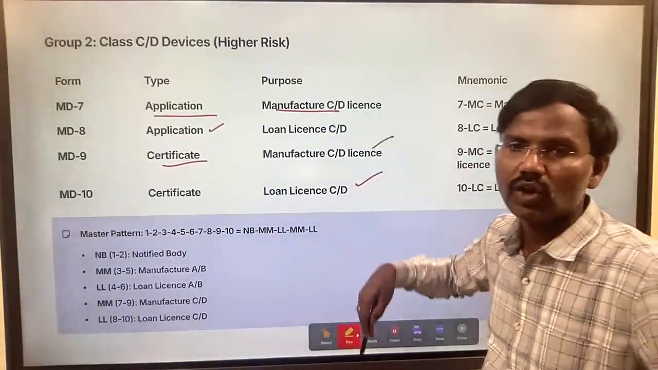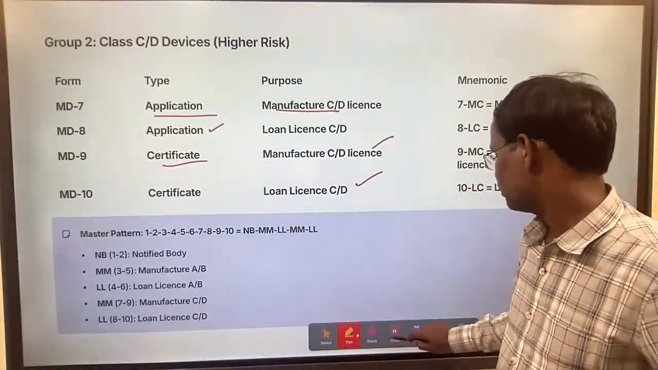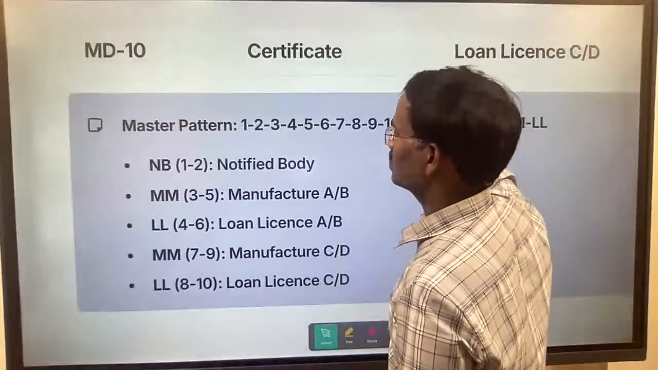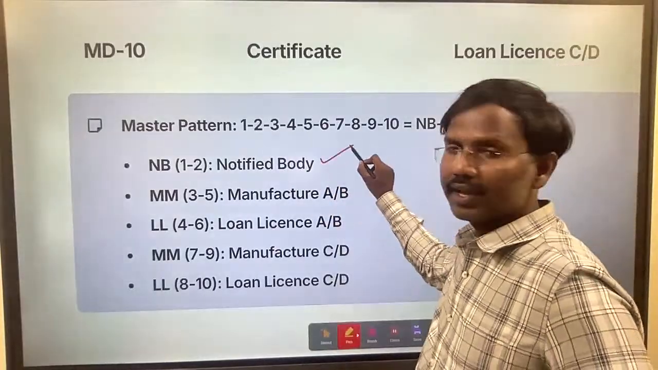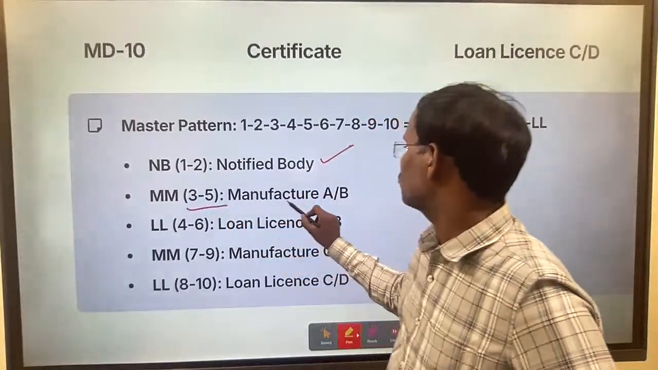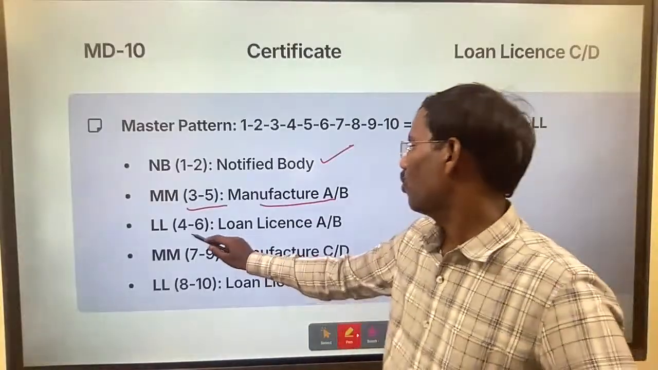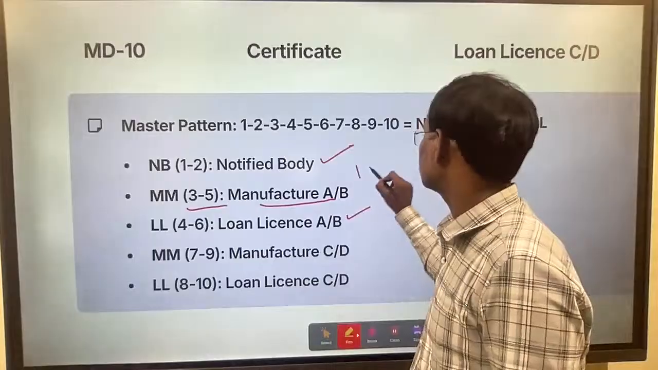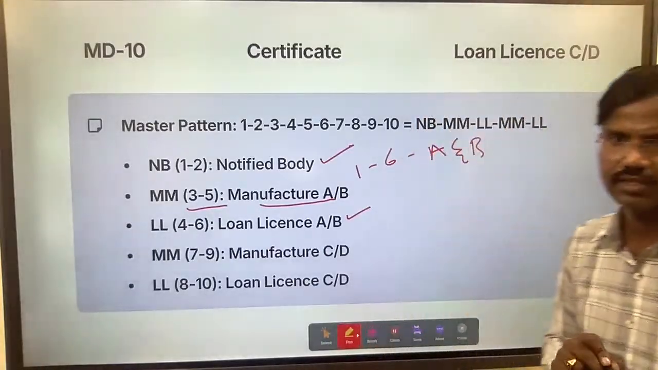So 1 to 10 talks about core manufacturing, and you can remember this. 1 and 2 talk about the notified body, application and certificate. Then 3 and 5 talk about manufacture of A and B, and 4 and 6 talk about loan license. So 1 to 6 will be A and B only, the lower risk devices.